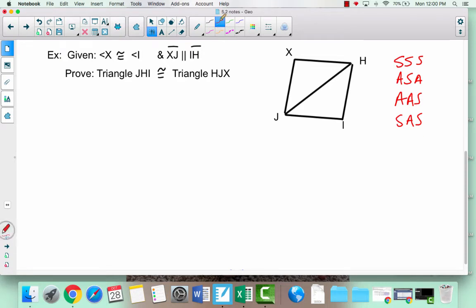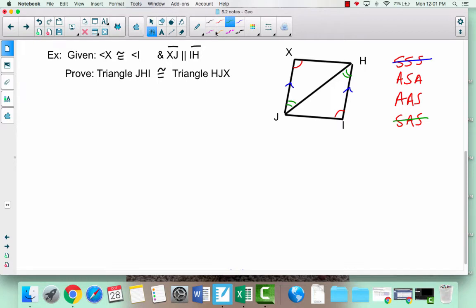proof. So we know angle X and I are the same. We'll mark those in red. So we know we're going to be using an angle, which means we can eliminate side, side, side. Okay. Then we know that XJ and IH are parallel. Well, if two sides are parallel, that means we have alternate interior angles. So that means I can mark that this angle is the same and this angle is the same. So think of our alternate interior angles that we talked about in the last unit. Okay, so we know we're going to be using two angles, so we can eliminate side, angle, side.